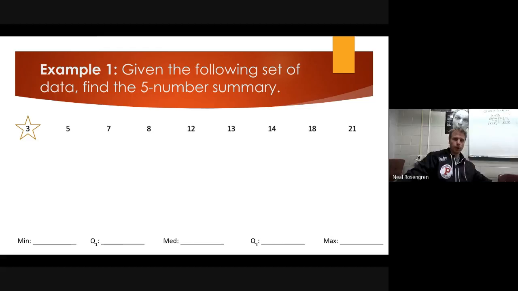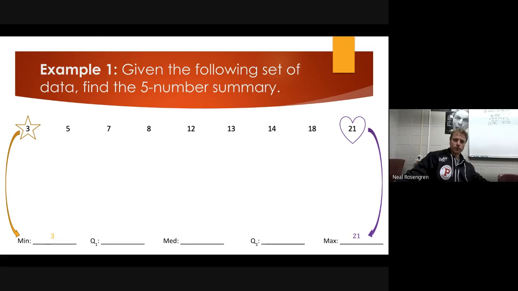3. Boom. There it is. There's your minimum. Drop it down. All right, it's so nice when it's already ordered like this. Okay, let's do the next easiest one, which is the maximum. Where's the max? 21. Boom. There it is. I love it so much. I put a heart around it. There it is. Okay, 21.